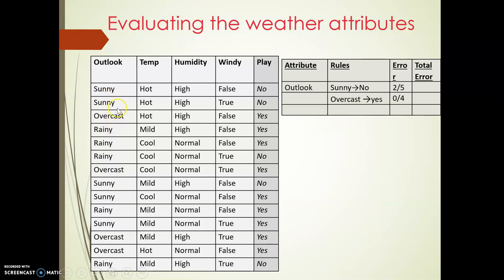So again, you need to count how many overcast values are here. 1, 2, 3, 4. So 4 overcast values are here. Then observe what decision has been taken with this value. So for overcast, yes. Second overcast, yes. Third, yes. And even fourth, yes. All the values are yes here. So the decision in the majority value is yes. So you can conclude that if the overcast value is there for outlook, the decision is yes with 0 error.